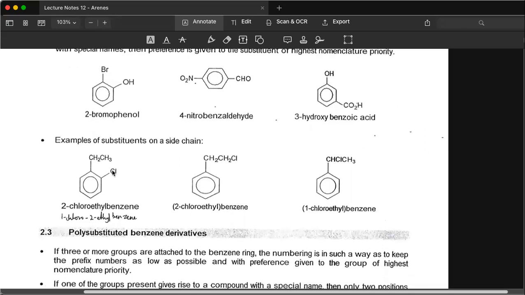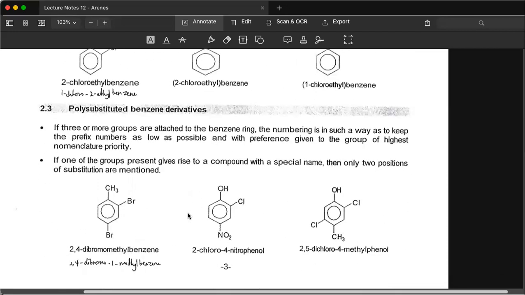Here are some other examples, like 2-chloro-ethylbenzene, or call it 1-chloro-2-ethylbenzene, 2-chloroethylbenzene, where the chloro was actually bonded to the ethyl, not the benzene ring. 1-chloroethylbenzene. Remember to bracket it.